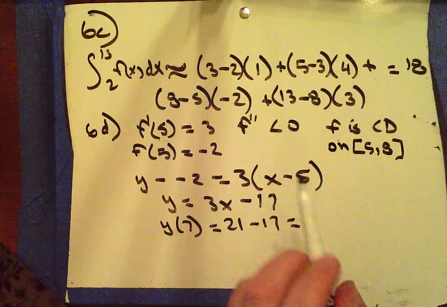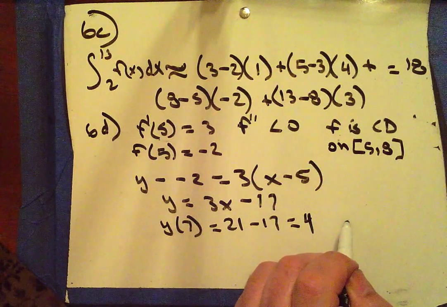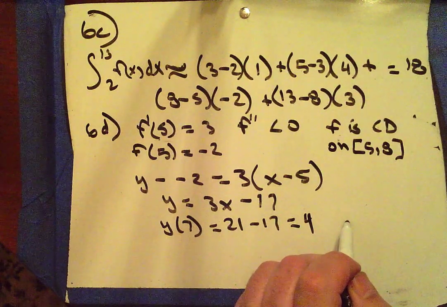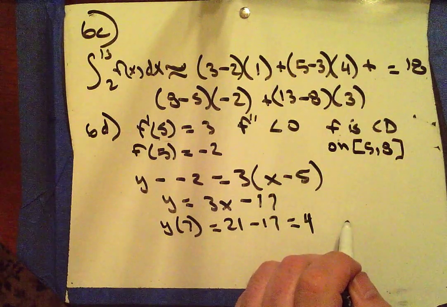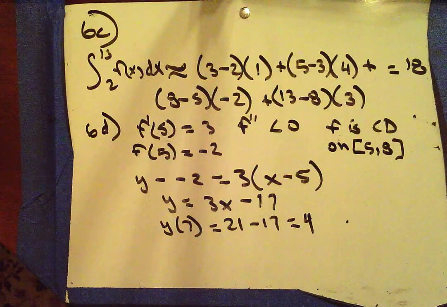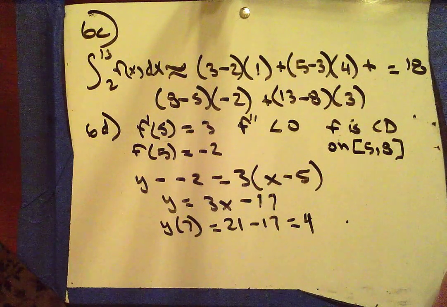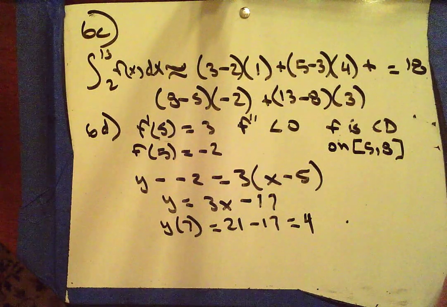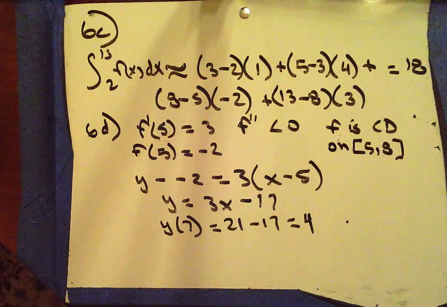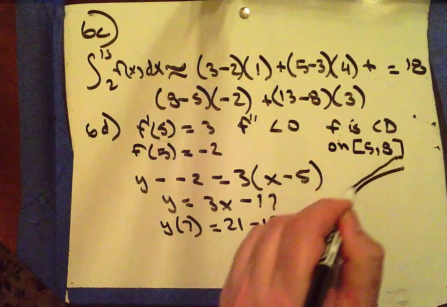Okay, so I know that this function is concave down and increasing, concave down, and what interval are we on? 5 to 8? 5 to 8. Did I do 8 to 13 by mistake? Let's check. F of 5 is negative 2. No, okay. So from 5 to 8, f is increasing and concave down. So I've got increasing and concave down.